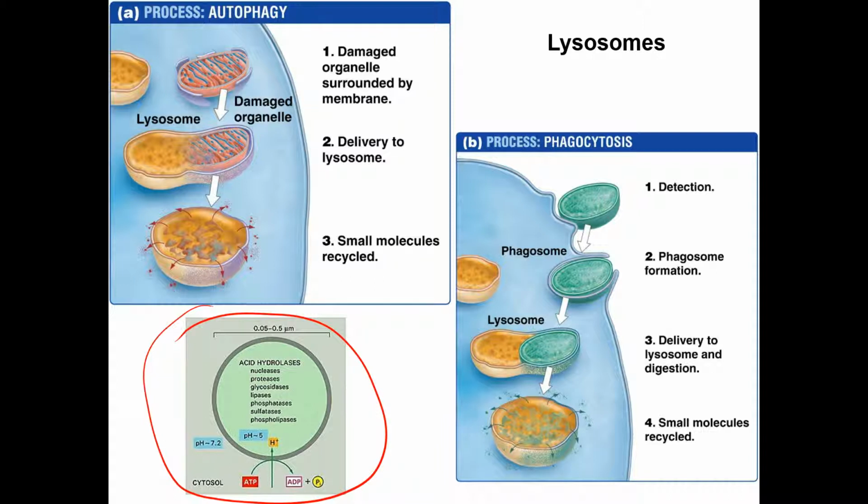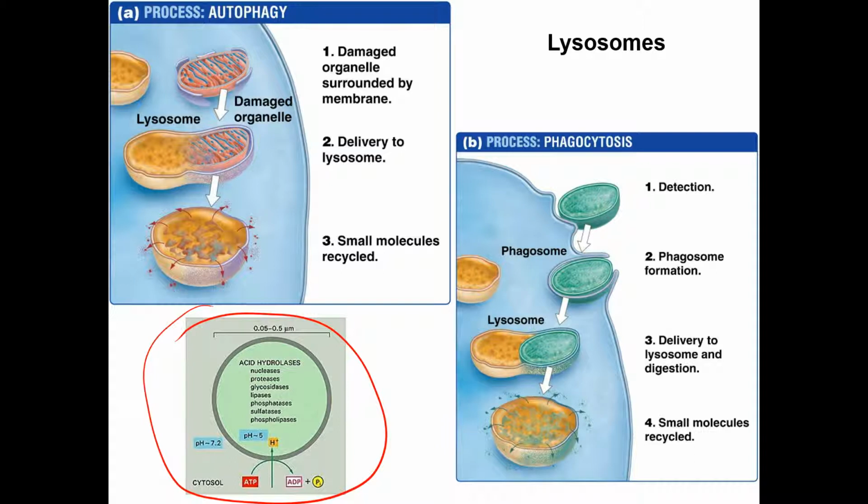That lysosome will fuse with it, so you get this lysosome, phagosome type of vesicle that forms, a phagolysosome, that will begin to digest your little mitochondria, and then all the small biological molecules and building blocks get recycled. So it functions as a recycling factory.